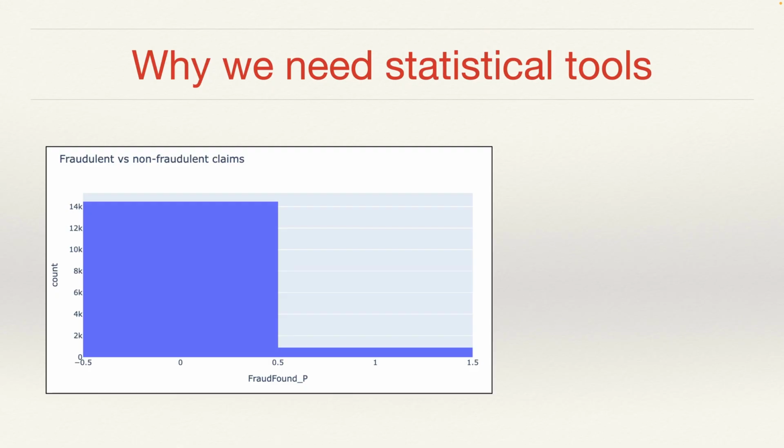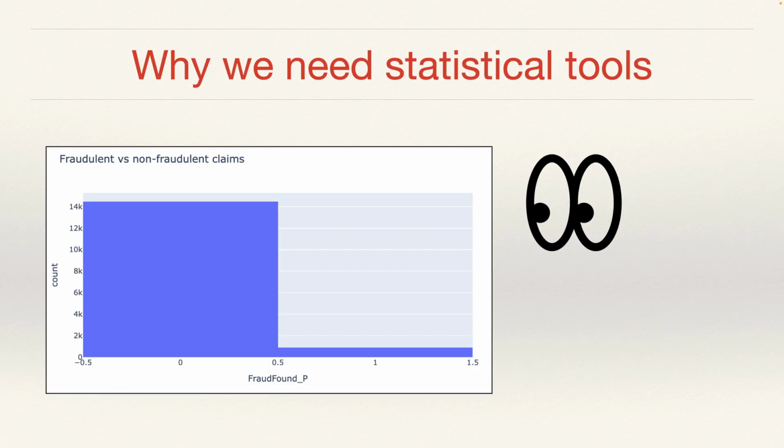Now, we all have a consensus that our goal is to find features that allow us to determine whether a claim is fraudulent or not. And we need advanced statistical tools because we can't just visualize everything in our dataset. Even if we visualize them and see them with our naked eye, we can't guarantee that there's a significant interaction between variables.